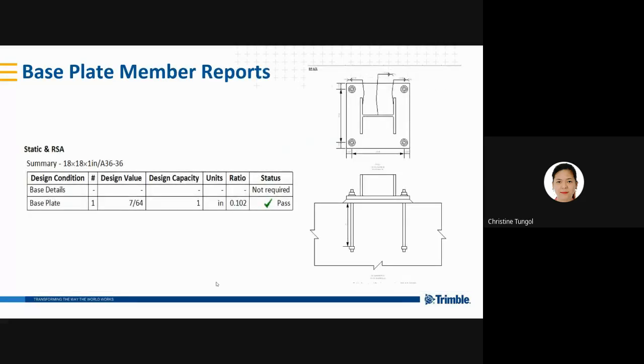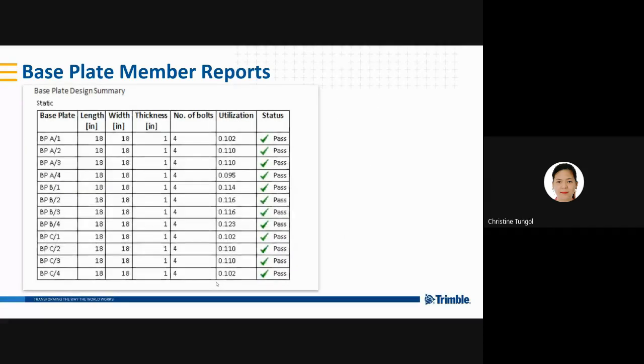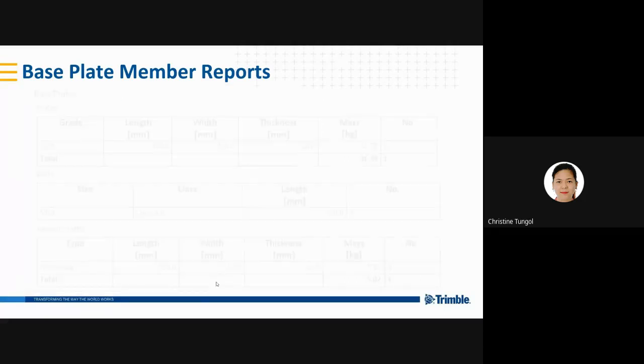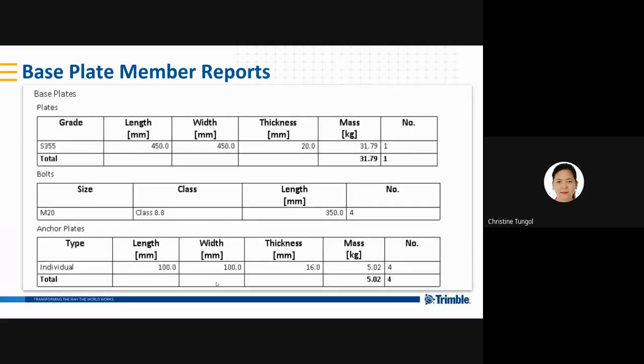The base plate member report contains the base plate drawing, the design summary, and the calculation. The base plate model report contains the base plate member report and the design summary. The material listing contains the base plates, the bolts, and the anchor plates. But take note that the anchor plates are available only for Eurocode.